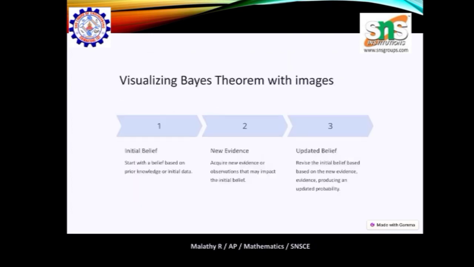Then visualizing Bayes' theorem with images: start with the belief based on prior knowledge or initial data, acquire new evidence or observation that may impact the initial beliefs, and revise the initial belief based on the new evidence, producing an updated probability.